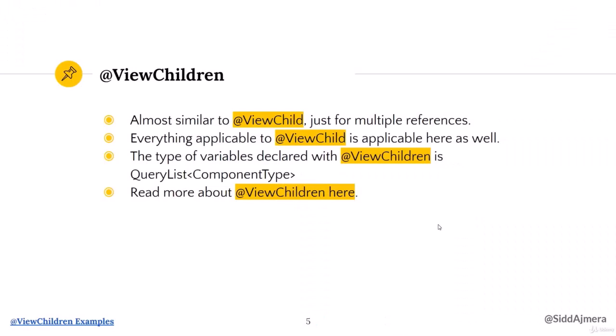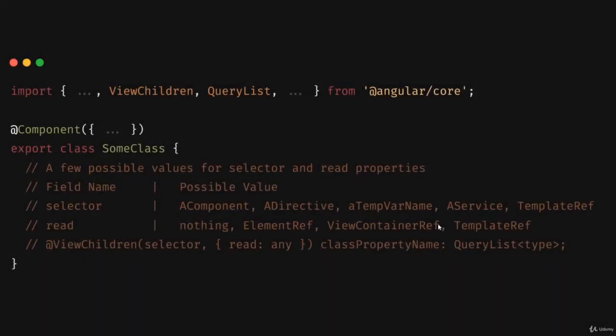So again, in this video we have seen the viewChildren decorator, which is almost similar to the viewChild decorator, but it is just for multiple references. Just like the viewChild decorator, it also has a selector to which you can specify different things like a component, a directive, a template variable name, a service, or a template ref. And in this example, we have seen how we can specify a component, a template variable name, or a template ref in here. And we have also seen how we can specify the read property as an element ref, a view container ref, or a template ref.